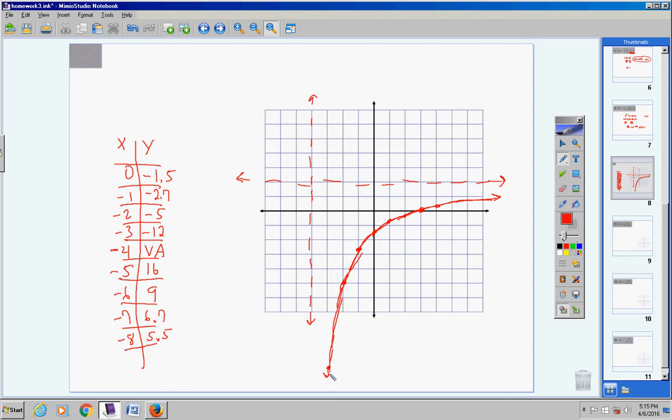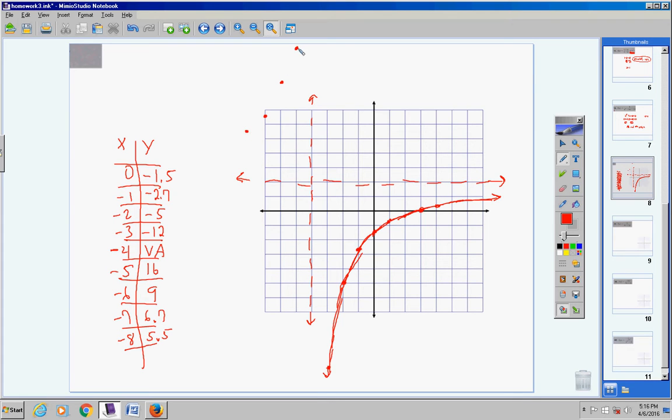And then let's see what else we have here. Negative 5 is 16, so negative 5 is way up here somewhere. Negative 6 is right here. Negative 7 is 6.7, about right here. And negative 8 is 5.5. 1, 2, 3, 4, 5. So about 7. Negative 8, about right here.